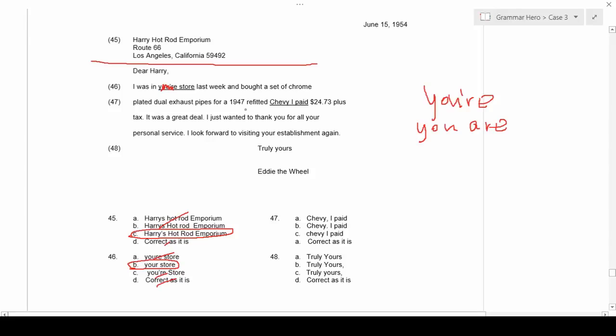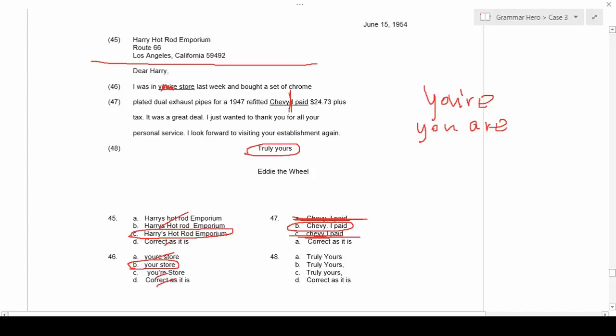47. And bought a set of chrome-plated dual exhaust pipes for 1947 refitted Chevy. We have no punctuation between this. Chevy, I paid. So these are two separate sentences. We're going to need some sort of punctuation. Can't use a comma. They're separate sentences. Period and capitalization, that works. Chevy. I paid. Okay, so we're going to go with B.